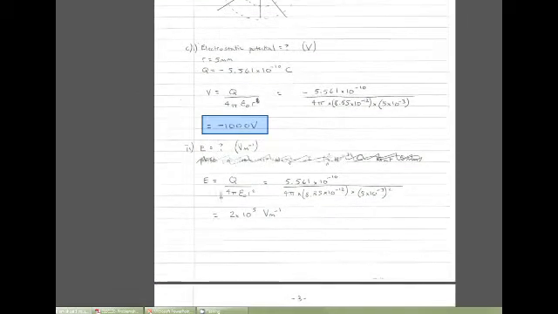So here we go. We want to find E. I know it's in volts per meter. Please remember your units when you're giving an answer. It's really important.